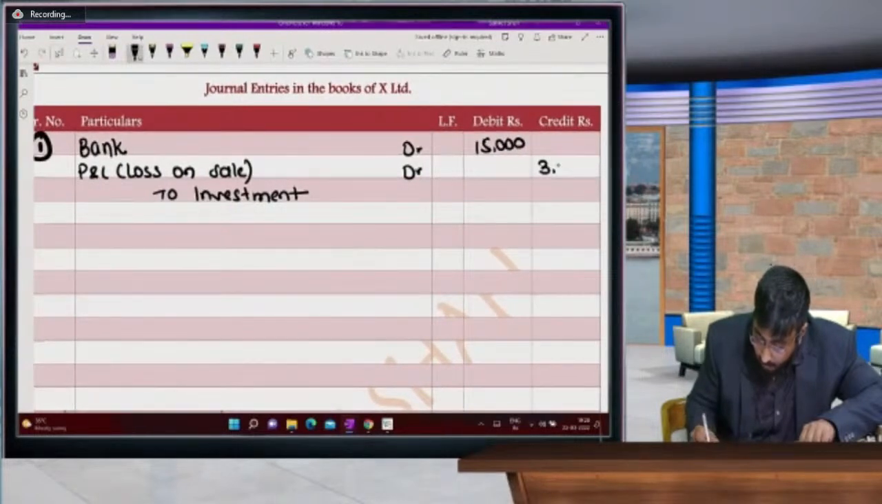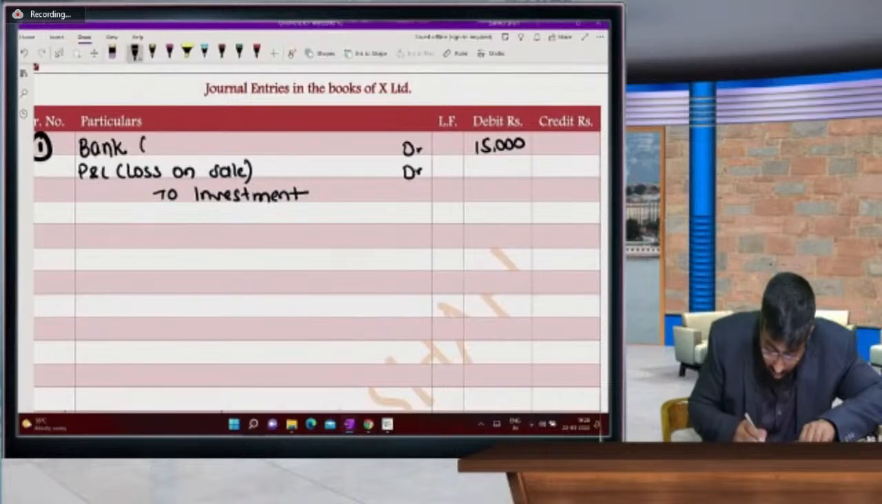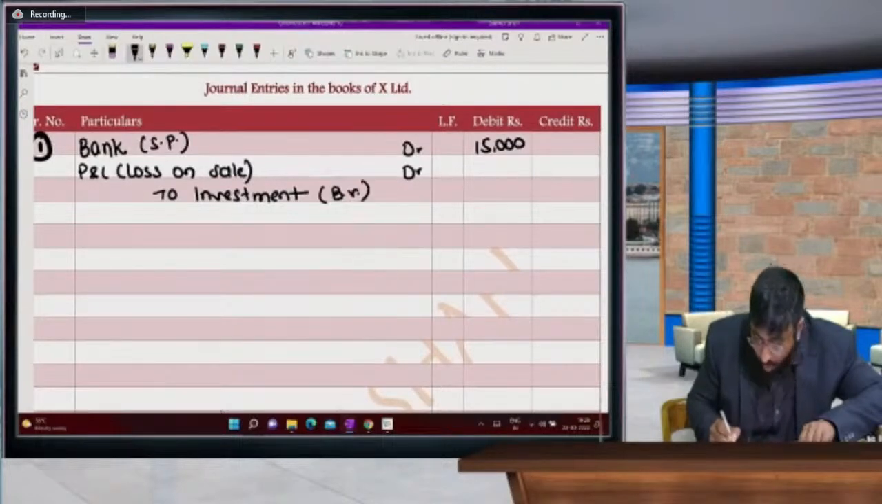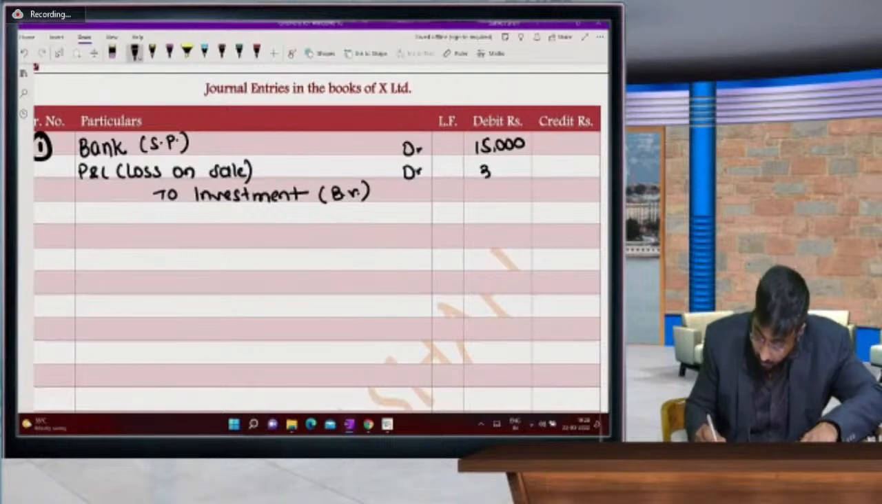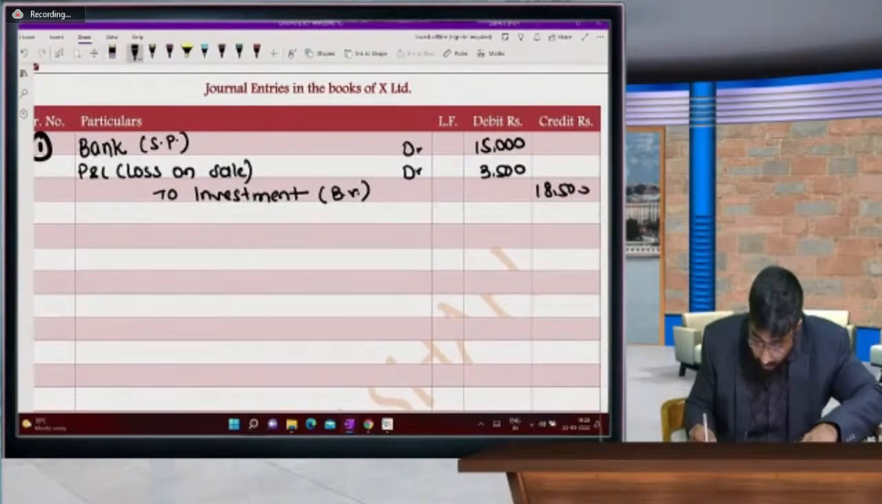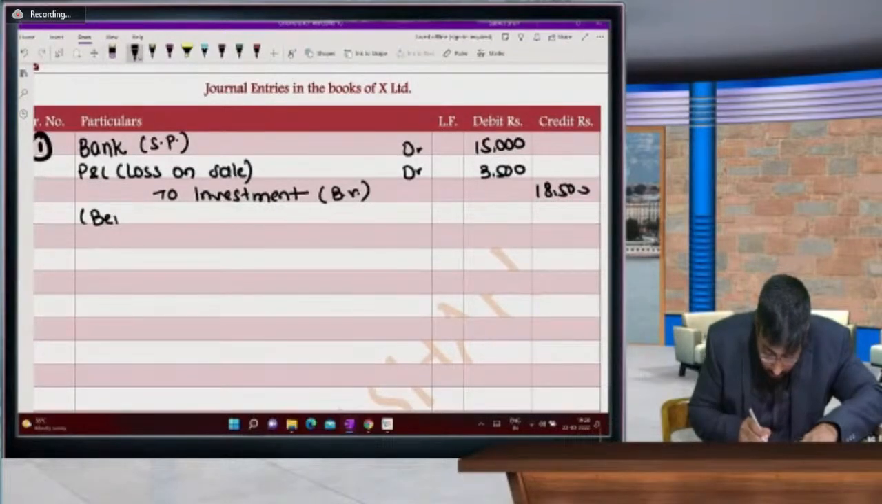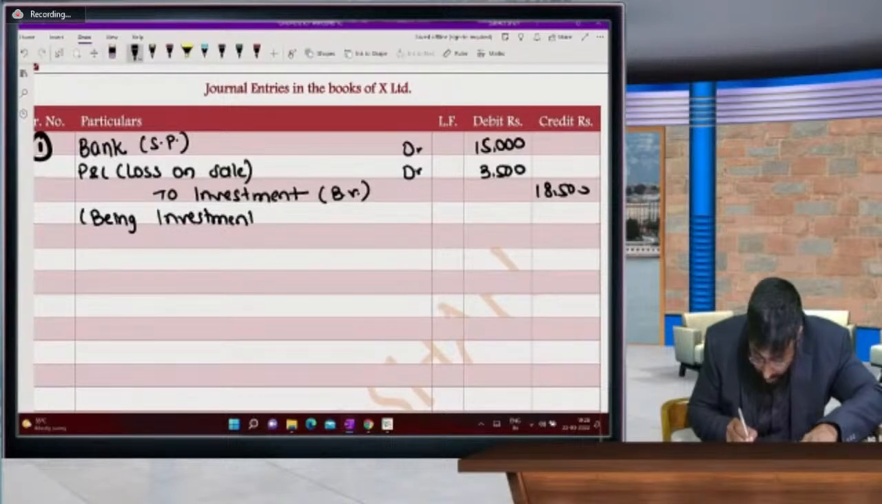So bank account always at selling price, and investment always at book value. Investment goes out 3,500. Please write it 18,500. Being, otherwise write down in the narrations, investment sold.